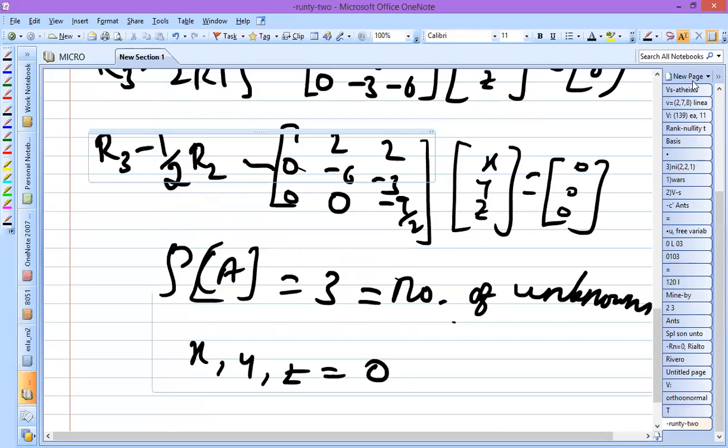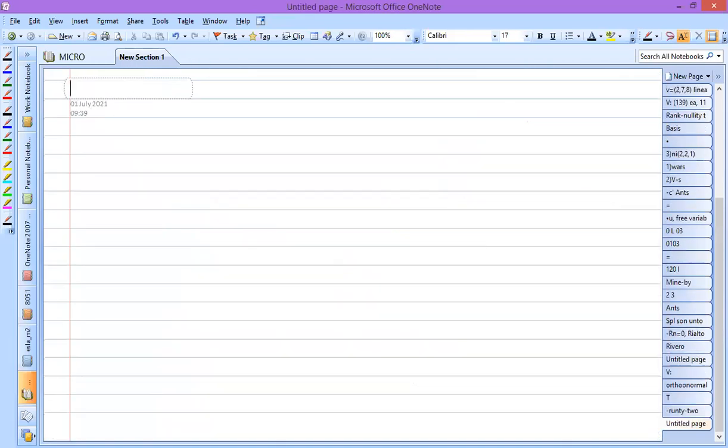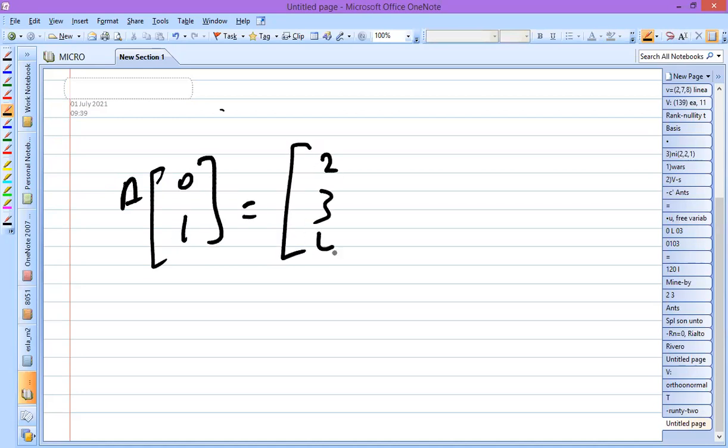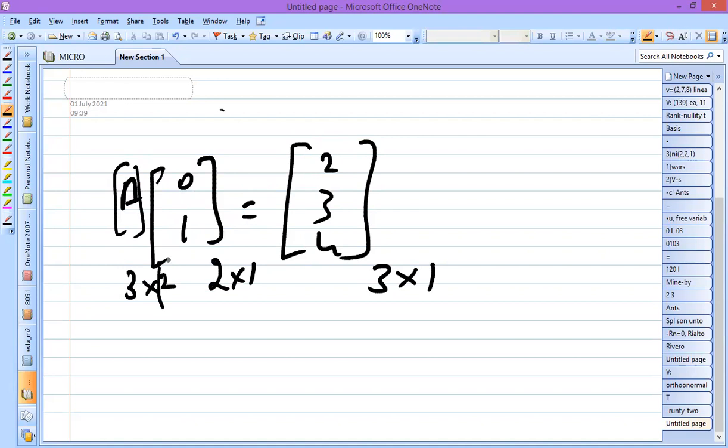Just one explanation I'll give. So here A and x is 0, 1, and it has resulted in 2, 3, 4, right? So here the result is of the order 3 cross 1 and x is of the order 2 cross 1. So here we need to identify what the matrix size is for Ax1. Suppose you consider this as 3 cross 2. Then the 2 and 2 match, and excluding these, when you multiply, it will result in 3 cross 1. Like that you need to identify.